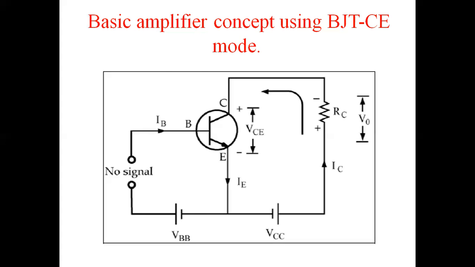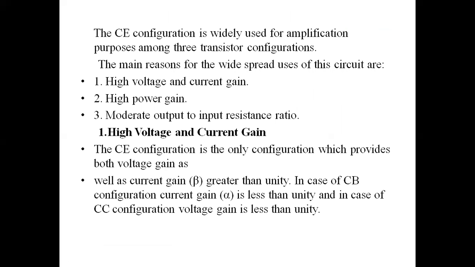Why is this common emitter transistor widely used? Because of three main reasons. It provides high voltage and high current gain, and meanwhile it provides high power gain and a moderate output to input resistance ratio. Due to this, the common emitter transistor is used in many applications.